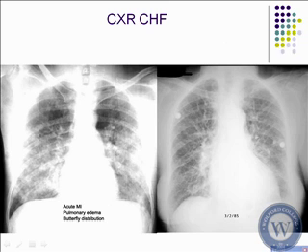This is what happens to somebody who develops congestive heart failure. You can see the extensive amount of pulmonary edema that this patient has developed. These are the kind of things you have to look for. You see out here the Kerley B lines, which can't really be seen all that well, but this is extensive pulmonary edema.